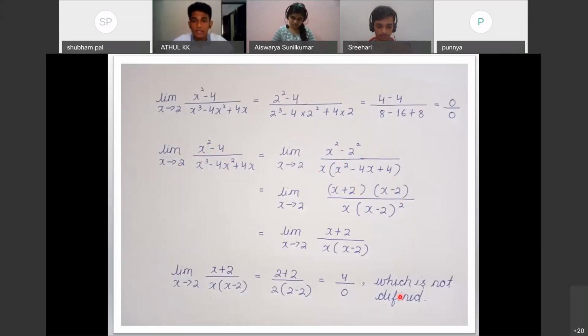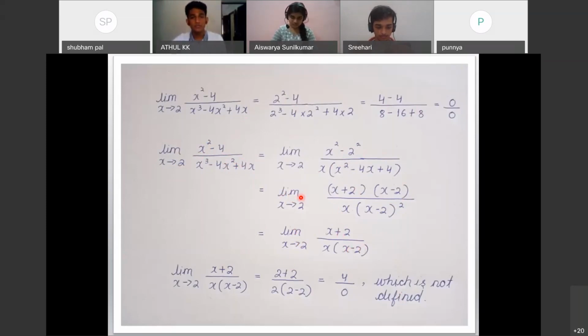Now it is very clear that one x minus 2 from the numerator and one from the denominator will get cut, leaving us with x plus 2 by x into x minus 2. So this particular limit, the limit as x tends to 2 of x square minus 4 by x cube minus 4x square plus 4x, is factorized to limit as x tends to 2 of x plus 2 by x into x minus 2.